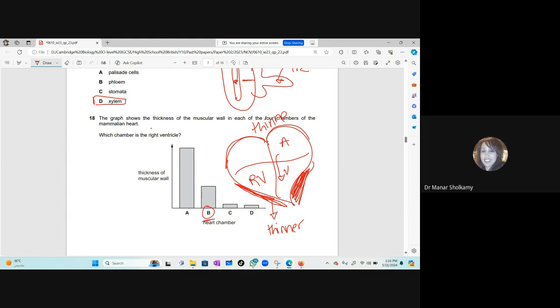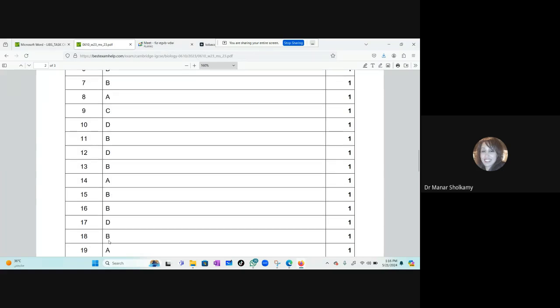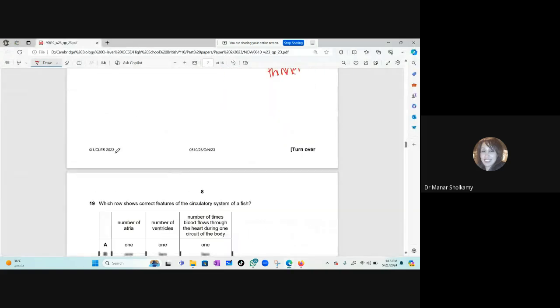Okay, so it's B. Let's look even at the marks. I thought you said atriums. No, they're asking about the ventricles. Okay, let's look at the mark scheme to be sure. This is number what? 18, we said? What is the B? Yes. Okay, so we're doing a good job, but we don't want any confusion.